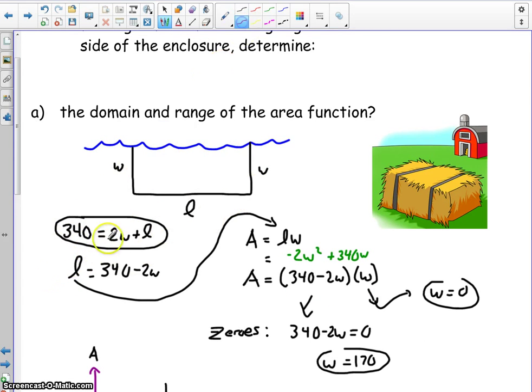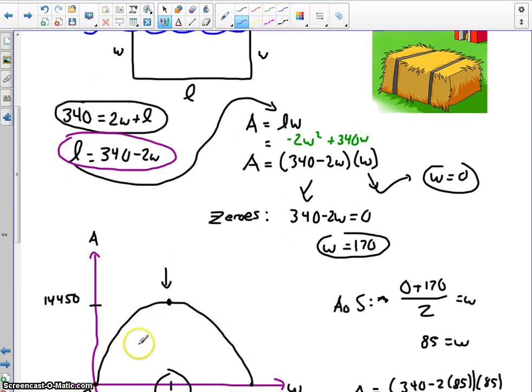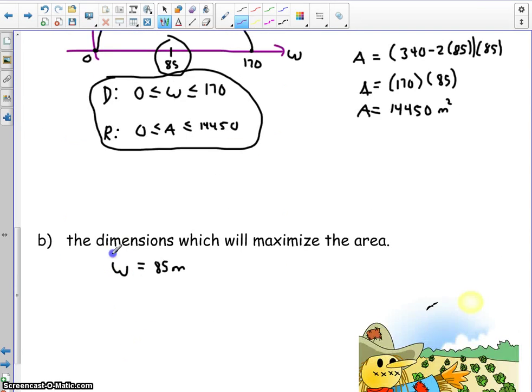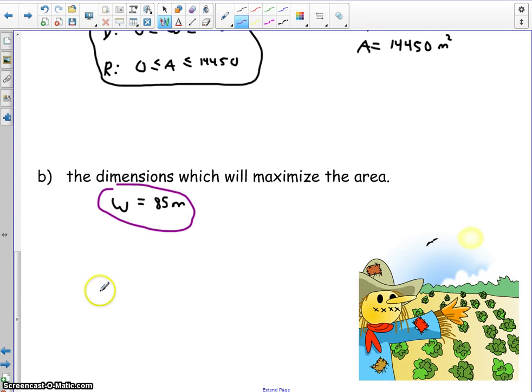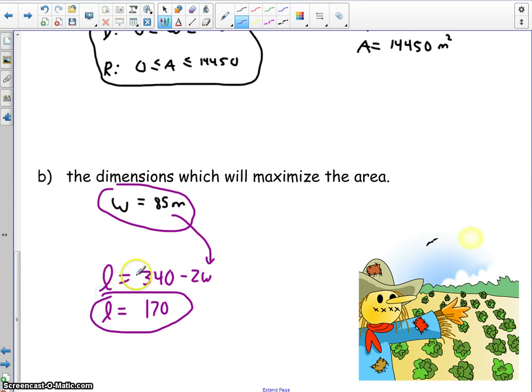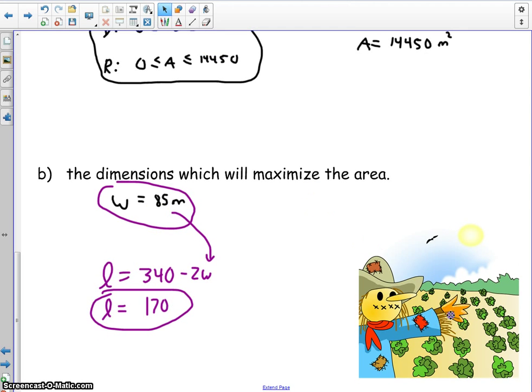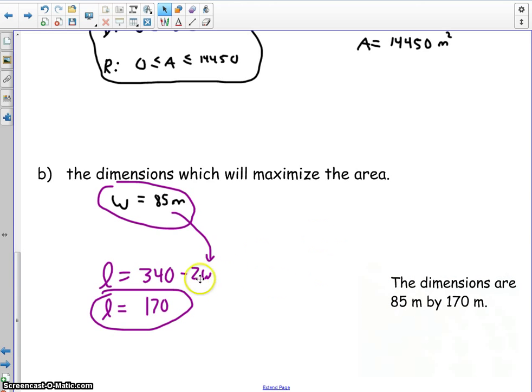And we actually came up with an equation later because we were isolating for L. So L is going to be 340 minus twice the width. So we know that's true. Let's find the length. So we got 340 minus twice the width. We throw in the 85 there for W, and that's going to give us 170. Okay, so dimensions of 170 and 85 will maximize the area.